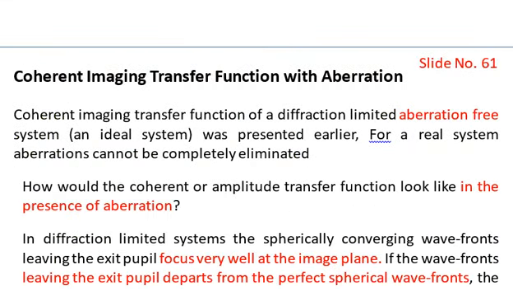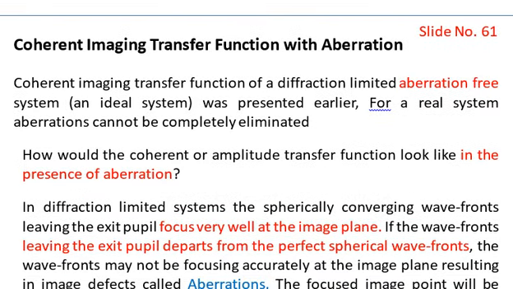Coherent imaging transfer function with aberration. Up to slide number 60 we have discussed the coherent imaging transfer function, but without aberrations. Now we are including the aberrations, and we shall present how the mathematics is modified and what the physical significance of including the aberrations is.